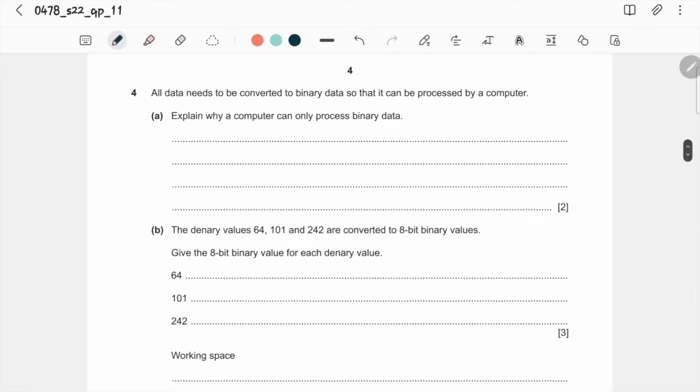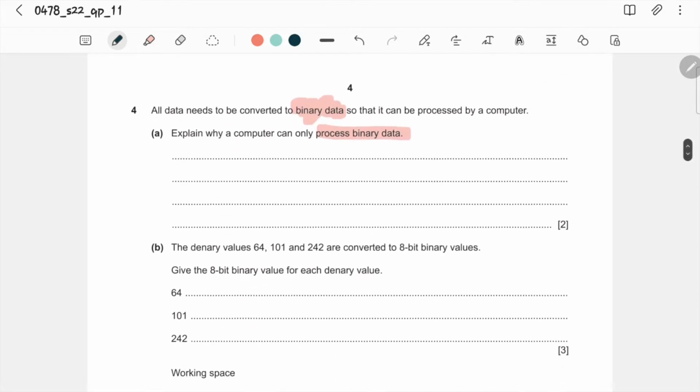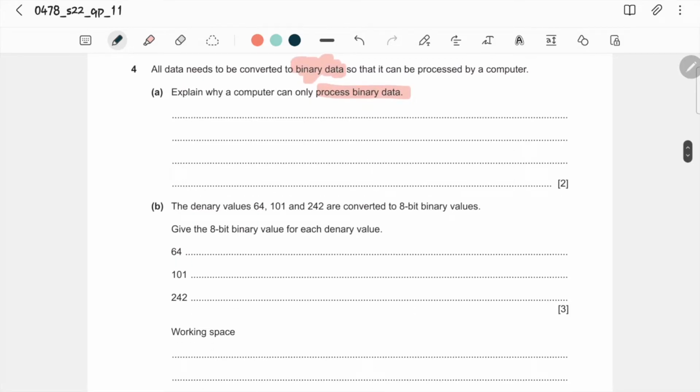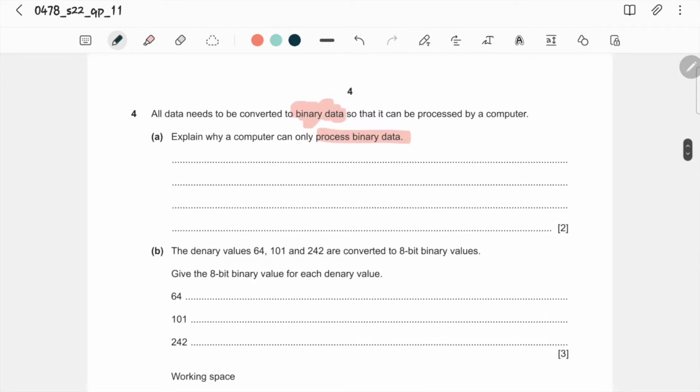Okay, the next question. All data needs to be converted to binary data so that it can be processed by a computer. Explain why a computer only processes binary data. The first thing you need to know is that in chapter 1 of the textbook, we related binary with the computer with the help of 1s and 0s.